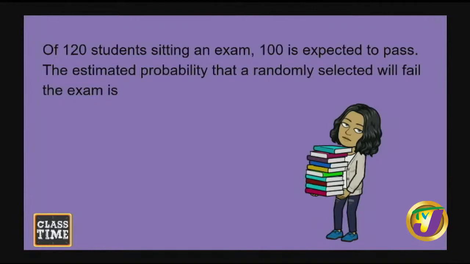How would you figure that one out? They gave us the number of students that they expected to pass out of the total sitting the exam. So I can definitely figure out how many they are estimating to fail. It's 120 subtract 100, which gives me 20 students expected to fail. But we already said that probability is from 0 to 1, so 20 can't work.